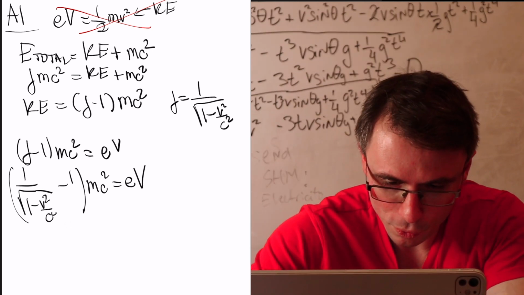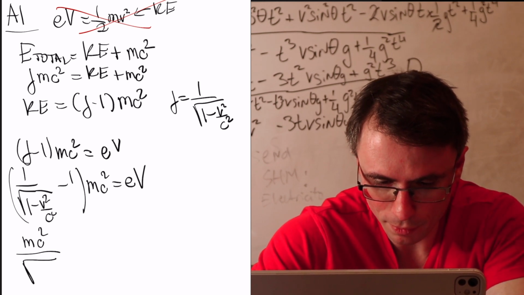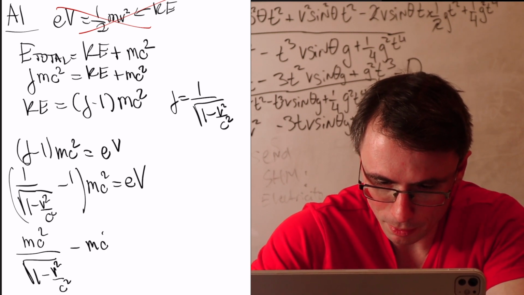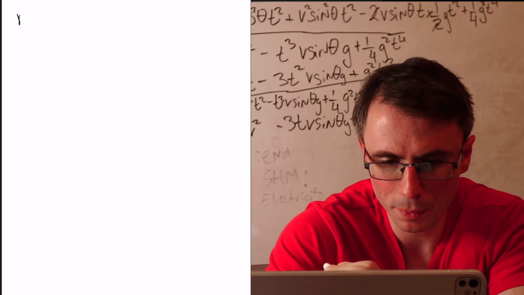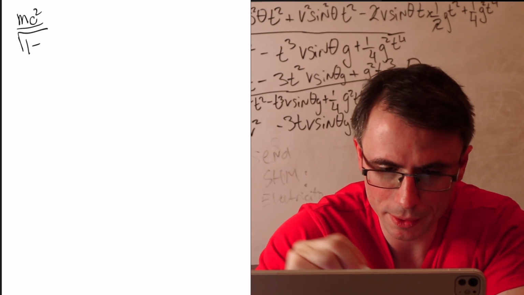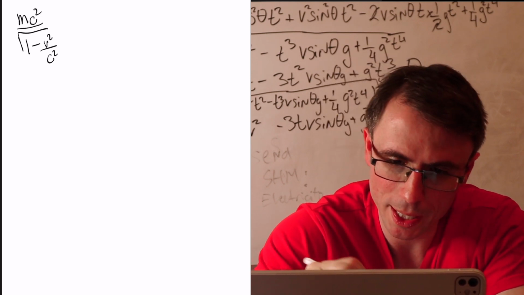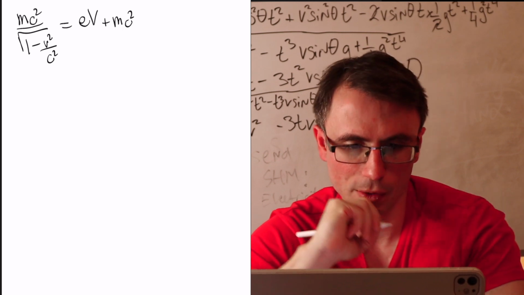have a go. So what I'm going to do is I'm going to say mc squared divided by the square root of 1 minus v squared over c squared, take away mc squared is equal to eV. After a bit more rearranging, we can say that mc squared divided by the square root of 1 minus v squared over c squared is going to be equal to eV plus mc squared.